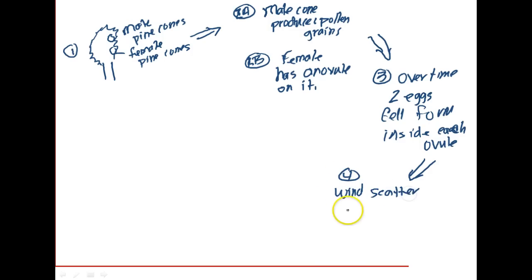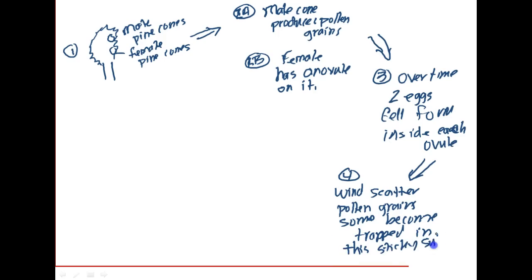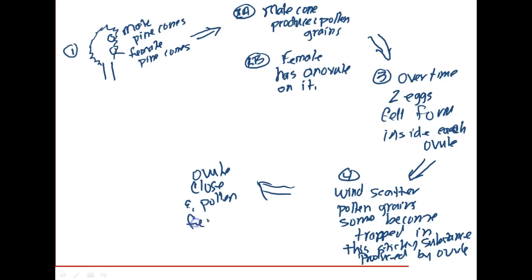And what's going to happen with that is the fact that step number 4, the wind is going to scatter pollen grains, and some of them are going to become trapped in this sticky substance produced by the ovule. And what's going to happen then is that you're going to start to see the ovule close, and pollen is going to fertilize the egg. And when that happens, this is step number 5.